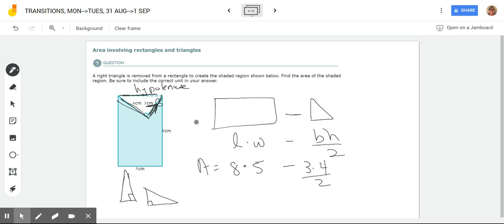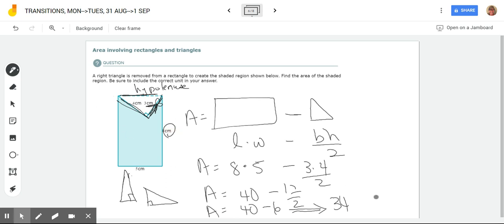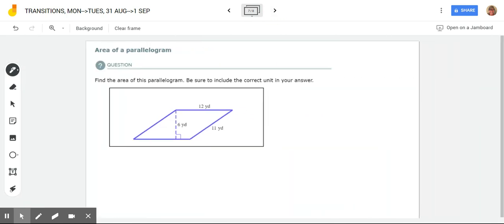So area equals 40 minus 12 divided by 2, or area equals 40 minus 6, or 34. Don't forget your units, okay? I'm sorry, you know what? I didn't even read this because I'm so used to these problems, but include the correct unit: centimeters squared.